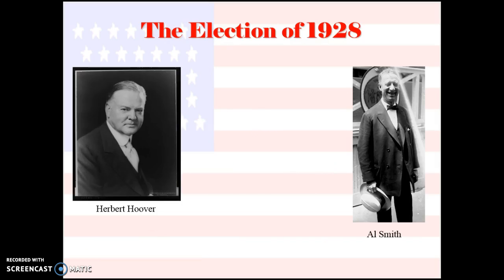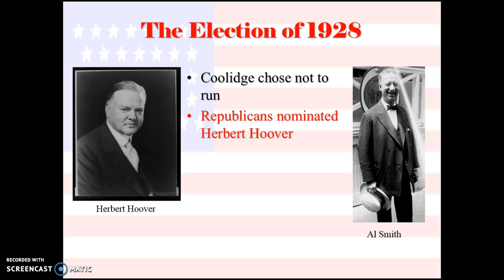Okay, so 1928, we talked about Herbert Hoover. He becomes president after Calvin Coolidge. Calvin Coolidge just chose not to run, and so instead the Republicans nominated Herbert Hoover, who was his Secretary of Commerce, if you'll remember, and he was also known because he ran the Food Administration during World War I. He was a very beloved man, very great leader.